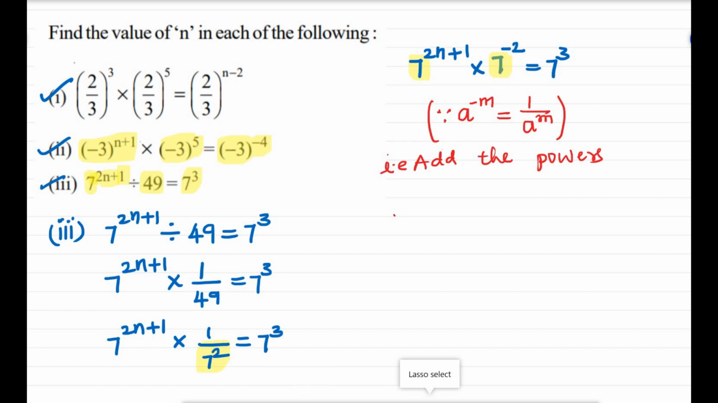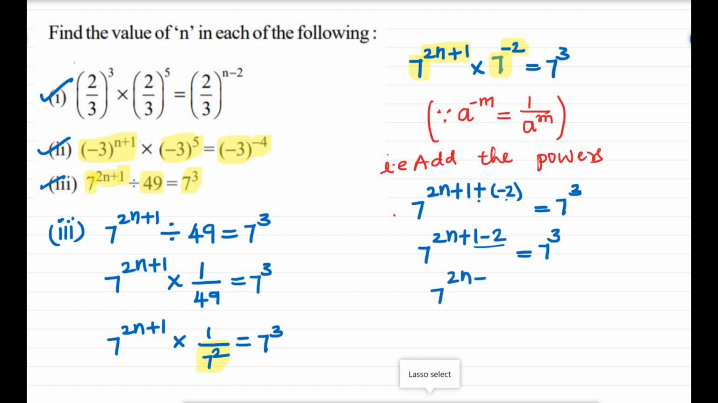Now see, 7^(2n+1) plus of −2, 7^(2n+1−2). Why? Because I have added the powers 2n plus 1 and −2. So what about the RHS? It still remains the same and is unchanged. Now let us simplify this. 7 power 2n plus 1 plus into minus is minus 2, that is equal to 7^3. Now simplify this: 7^(2n−1) is equal to 7^3.